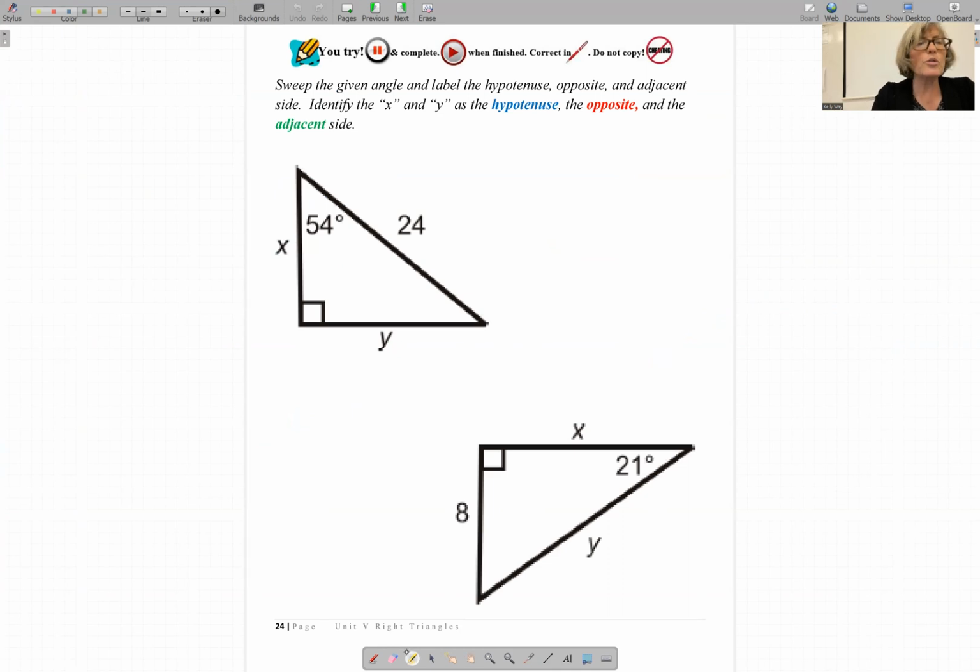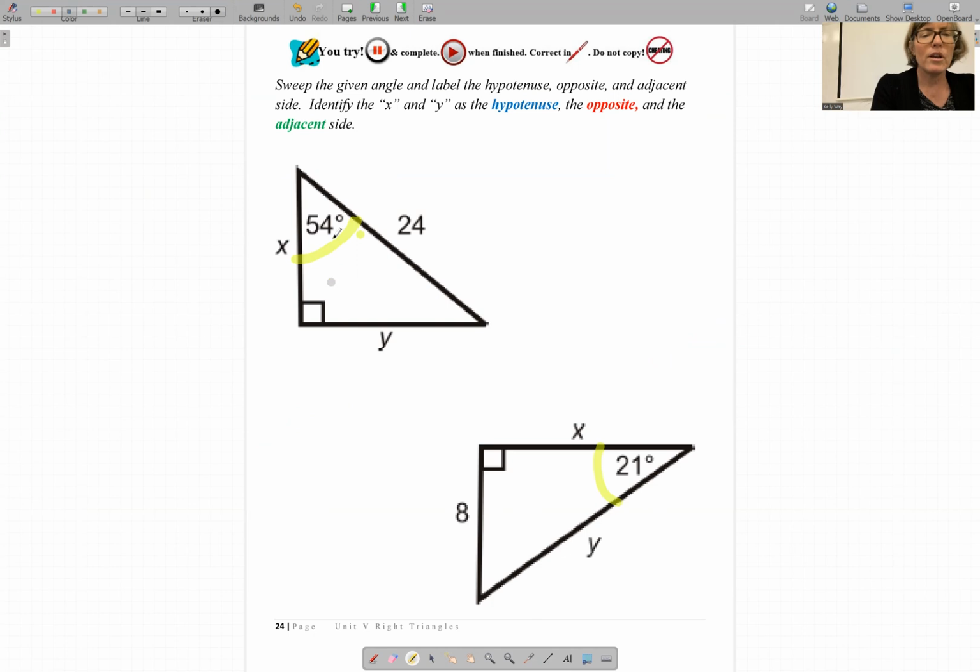You do these two. Your theta is given here and here. Label the hypotenuse, the opposite, and adjacent. Should take you 20 seconds. Pause. Welcome back. You should be correcting in red pen, friends. Hopefully you did this yourself.